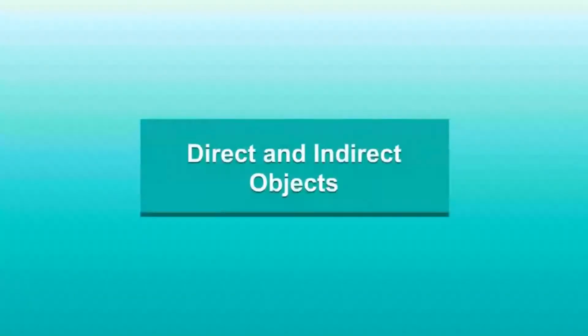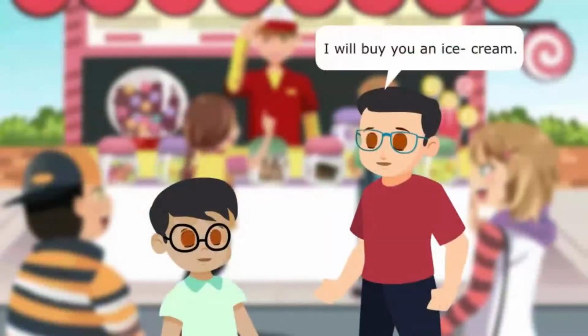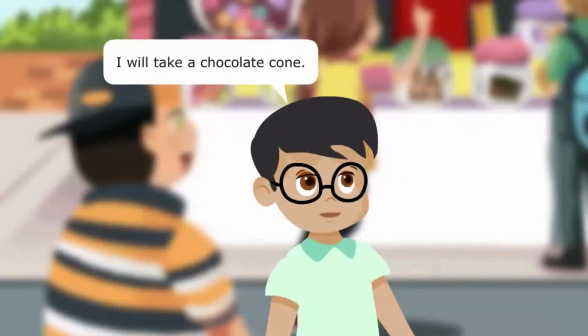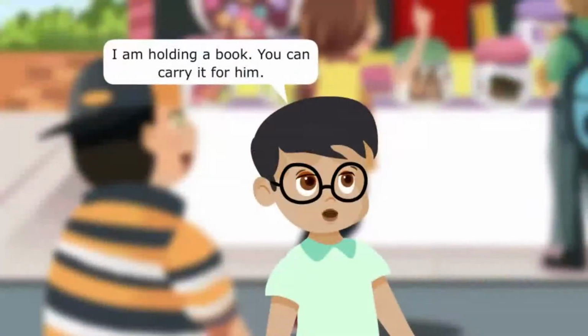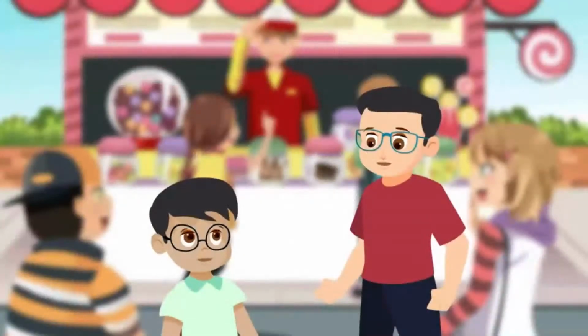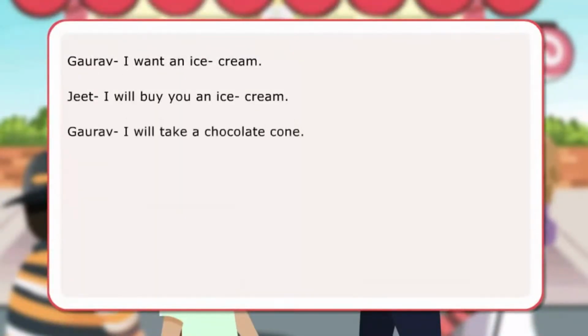Direct and indirect objects. I want an ice cream. I will buy you an ice cream. I will take a chocolate cone. We will take one for Raghav also. I'm holding a book. You can carry it for him. I will hold it.